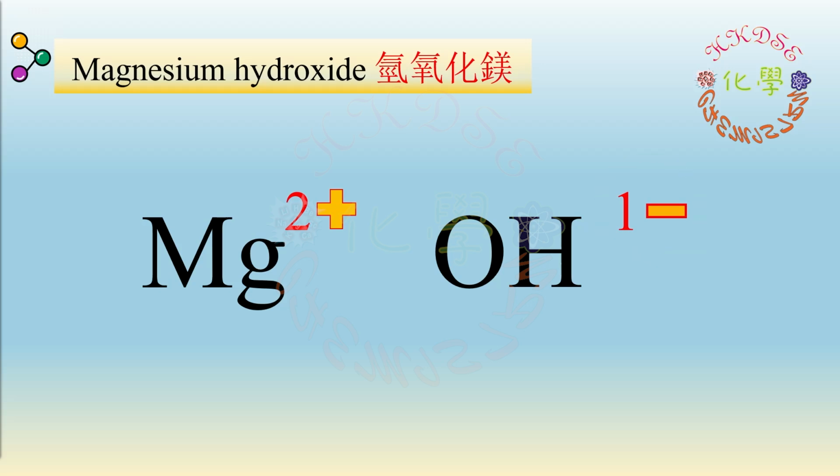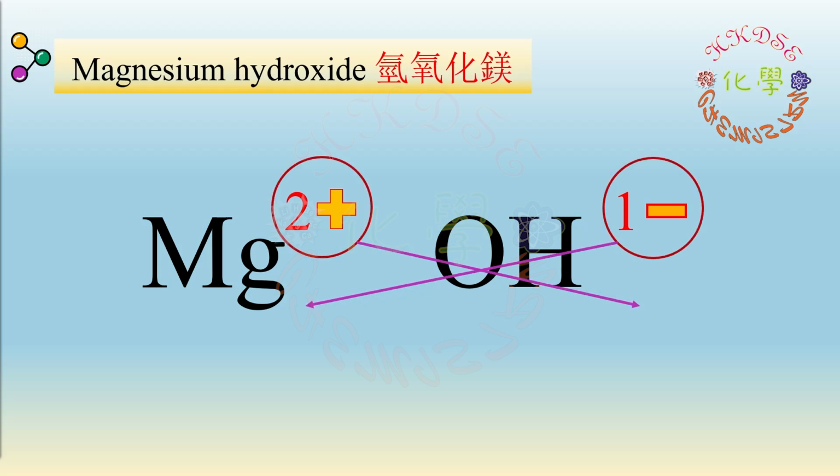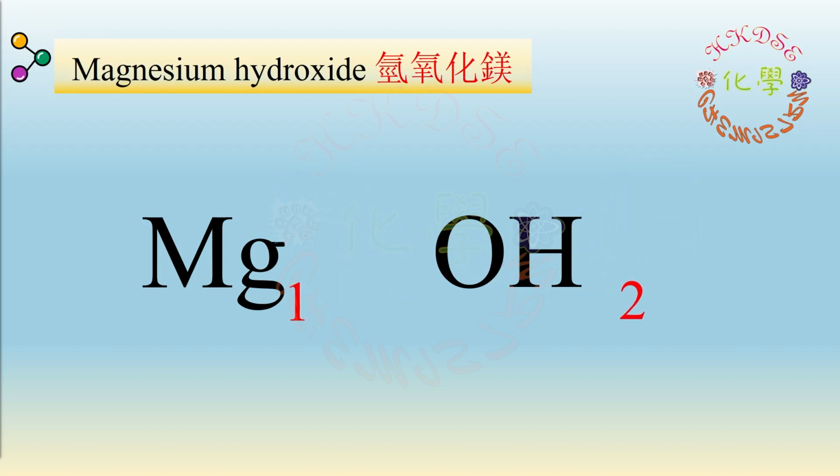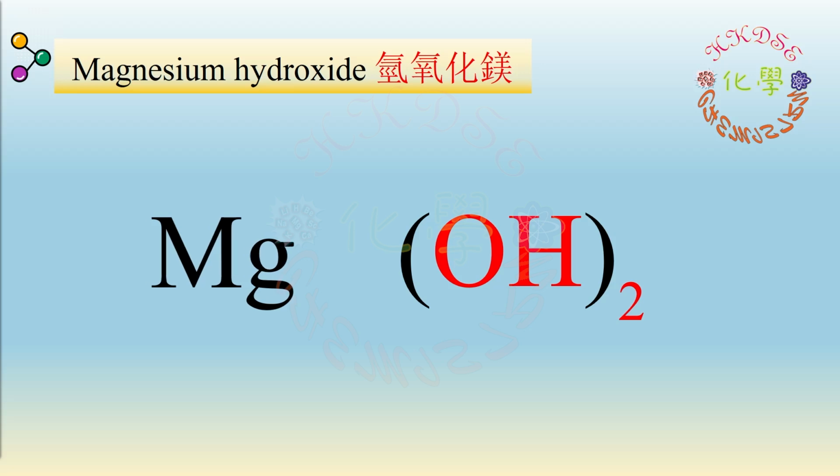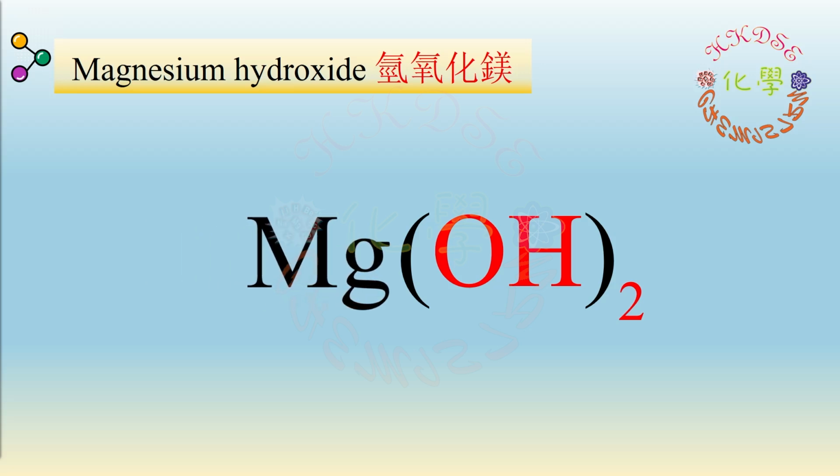So for each magnesium, we're going to need 2 hydroxide ions, giving us the formula Mg(OH)2, and notice that we put a bracket around the entire hydroxide ion. This is so that the little 2 in the bottom right tells us that we want 2 entire hydroxide ions, not just 2 hydrogen.